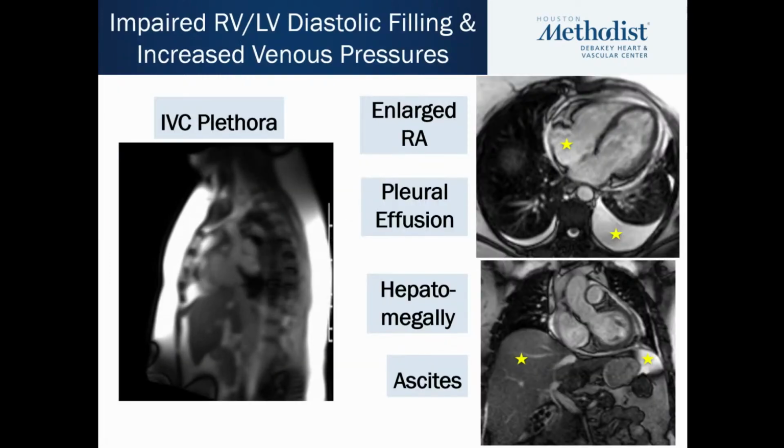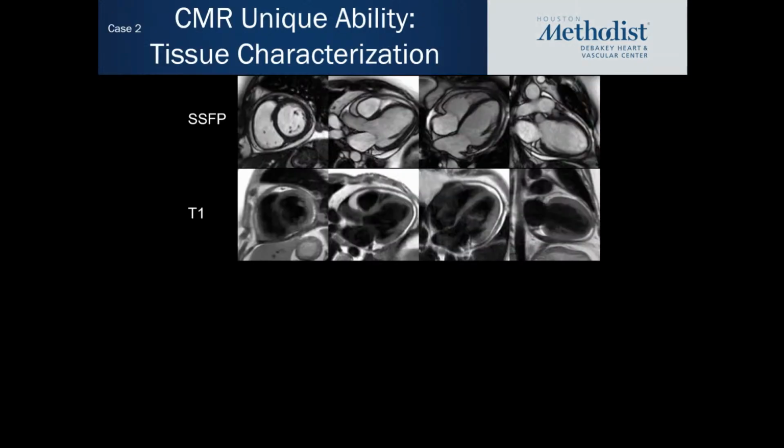There are a lot of secondary features that we can look for. We know that, at the end result of all of this, systemic and venous pressures are elevated, so you can find indirect evidence that the patient may have right heart failure. These include IVC plethora and an enlarged RA, pleural effusions, hepatomegaly, and ascites.